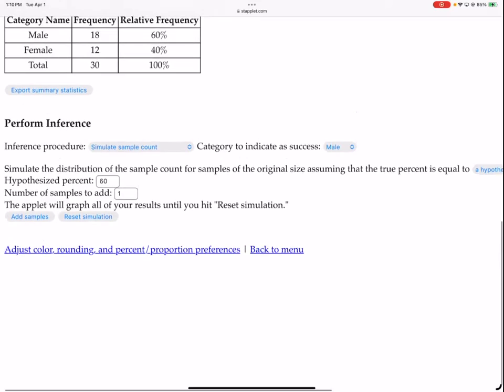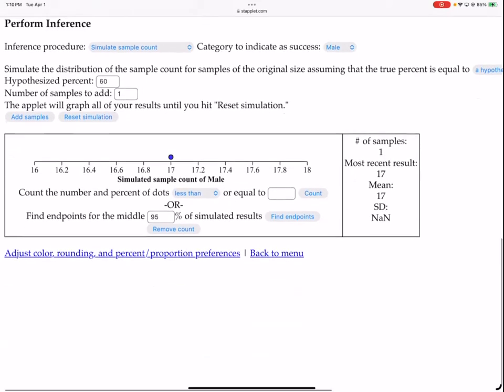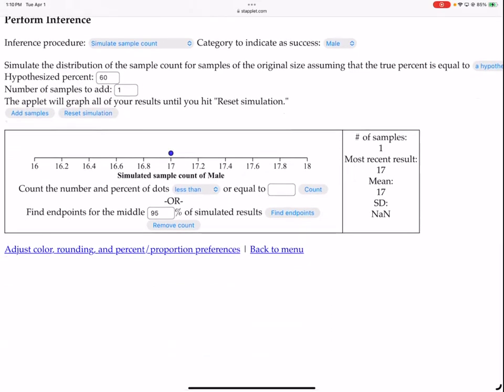So when I hit add sample, boom. What has happened here, again? So what this is saying is that the computer took a sample of 30 and it got 17 males. How many males were there though? How many males should I have gotten? I should have gotten 18. Everybody's different. This is randomized. I should have got 18 is the true answer. I should have got 18, but I got 17.